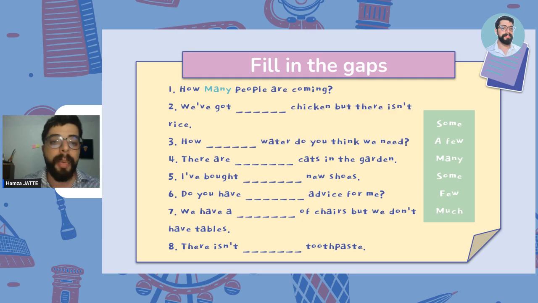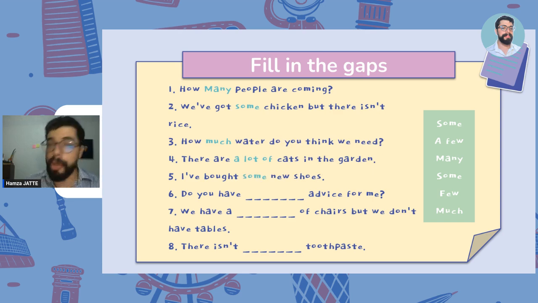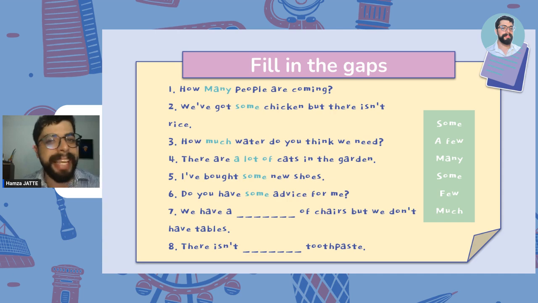The next one, we've got chicken. We can say some chicken. How? So again, it's a question about an uncountable noun. So here we should say, how much water do you think we have or we need? There are a lot of cats in the garden. I've bought some new shoes. Do you have some advice? We can't say, do you have many advices, right? Because advice, as we have seen before, is an uncountable noun.